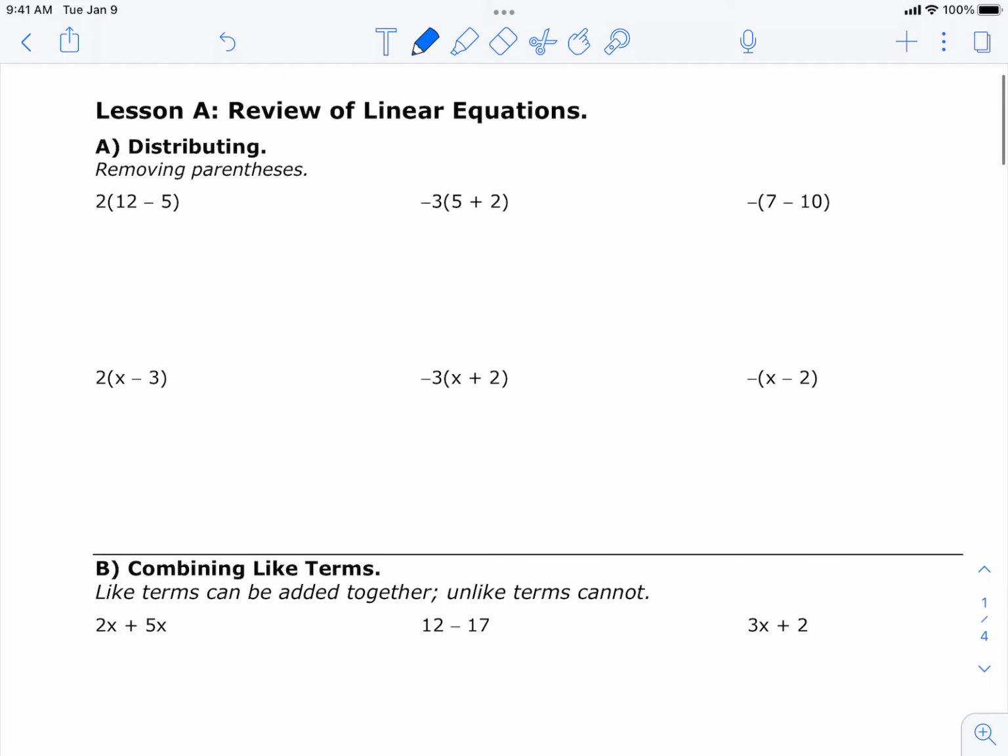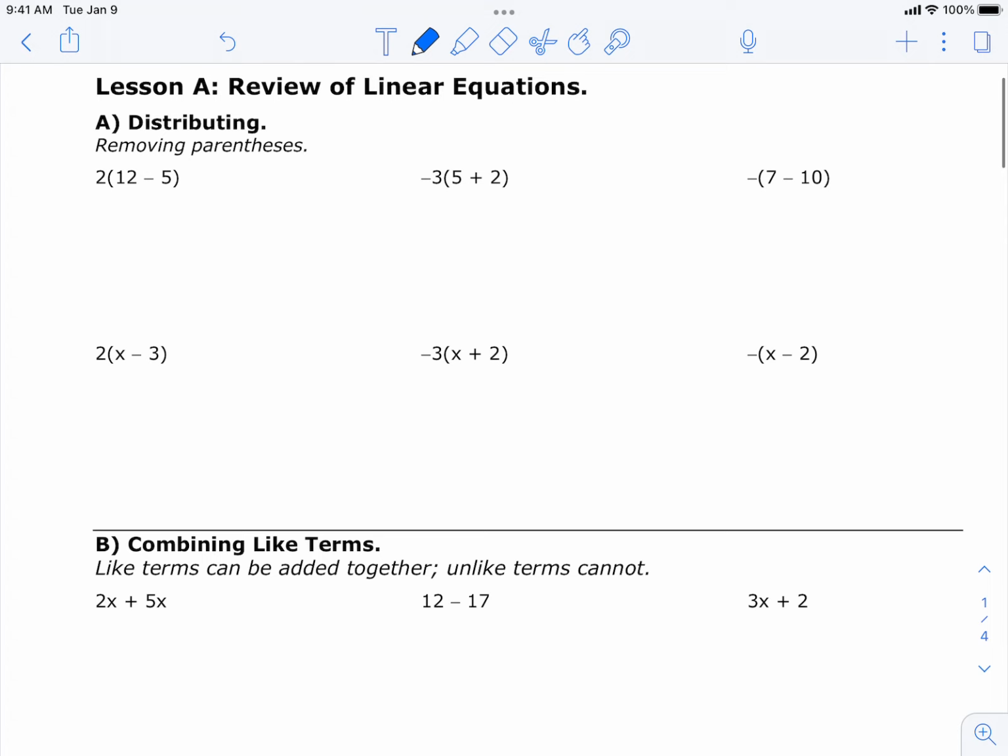So anyway, before I get to solving linear equations, there's basically three foundational principles that we need to make sure that we're perfect on. Hopefully you've seen all of these before and it's just a review, but it's worth a close look. So anyway, distributing. What's that? That's what you do when you remove parentheses.